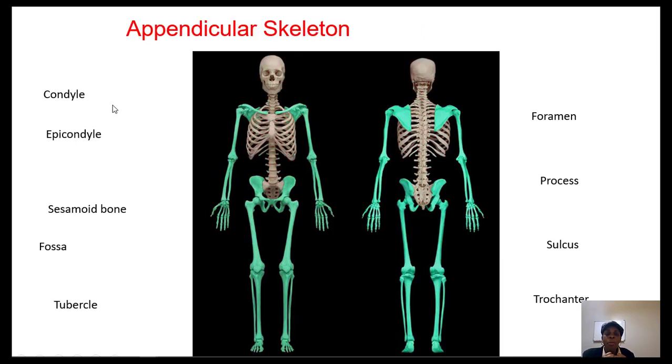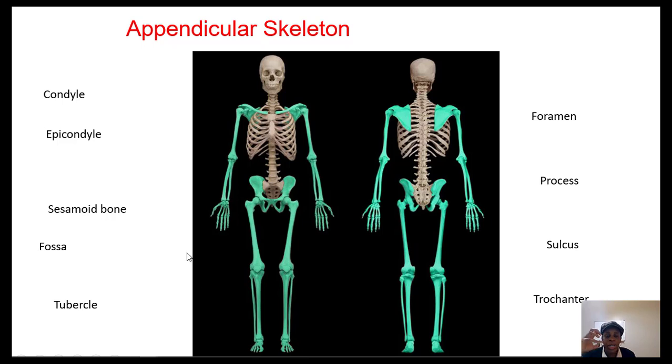At the end of a long bone, any surface of bone that touches another bone is called a condyle. For example, the condyle of the femur, the condyle of the tibia. And the epicondyle is a process above the condyle. So we talk about sesamoid bone, we talk about fossa, tubercle or trochanter.